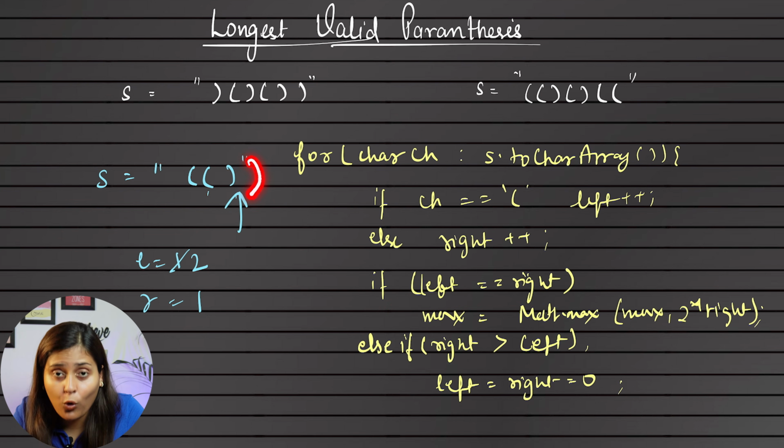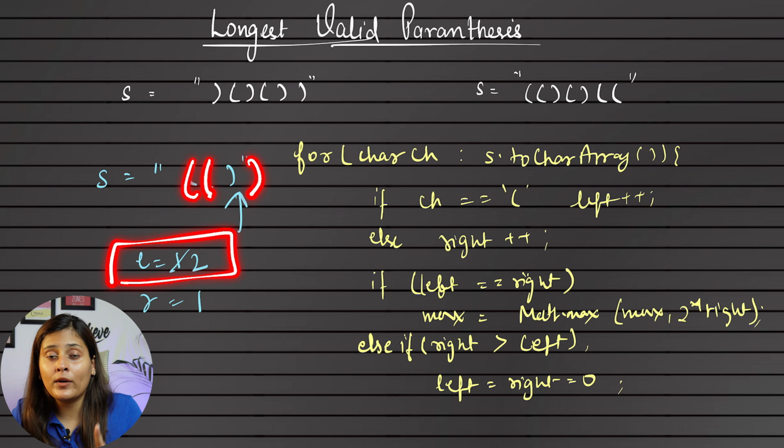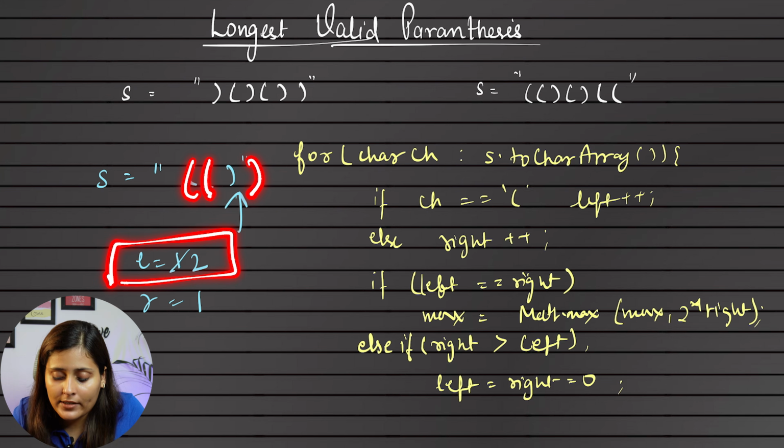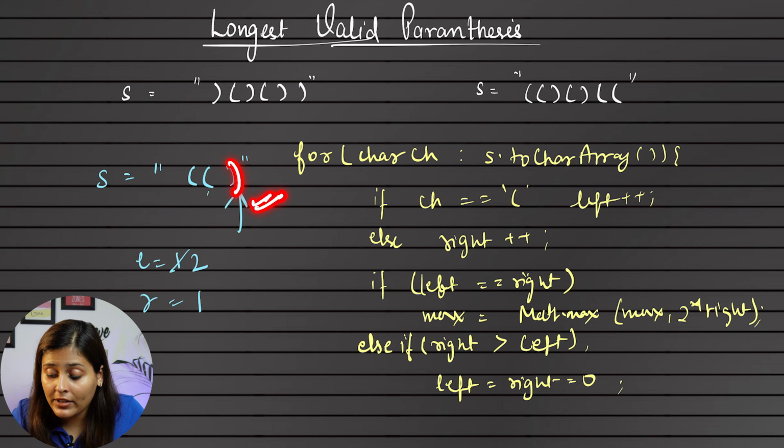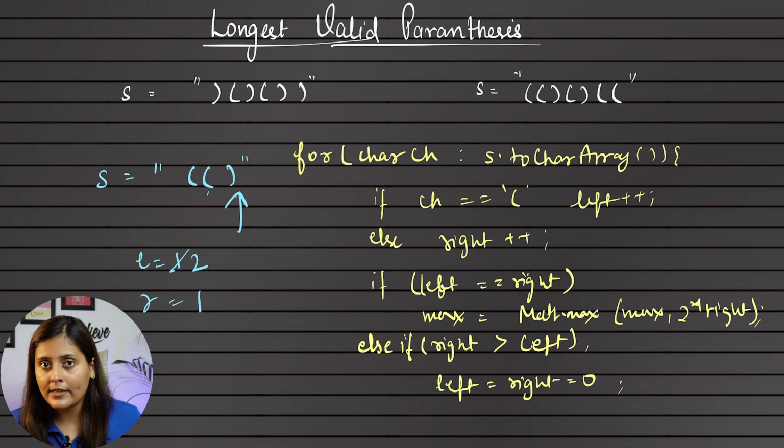Because you found 2 open. So these 2 left values will always be equal to 2 right values. But in this, you have only 1. So that situation will never come when your left will equal right. So in this case, it will say no such valid parenthesis, meaning no length. But it's not true now. What should we do? Think.